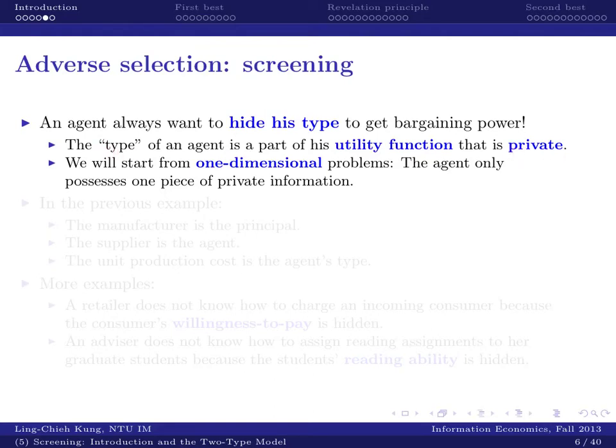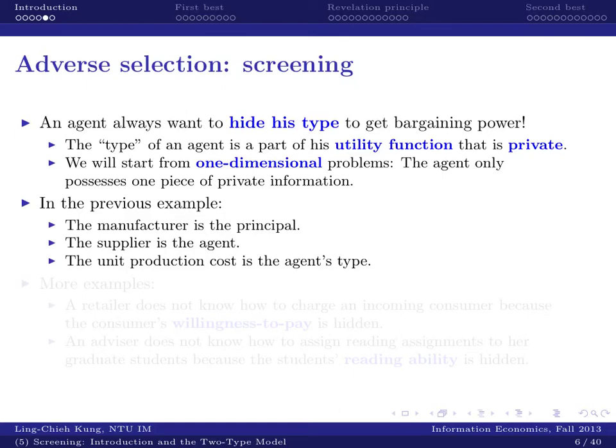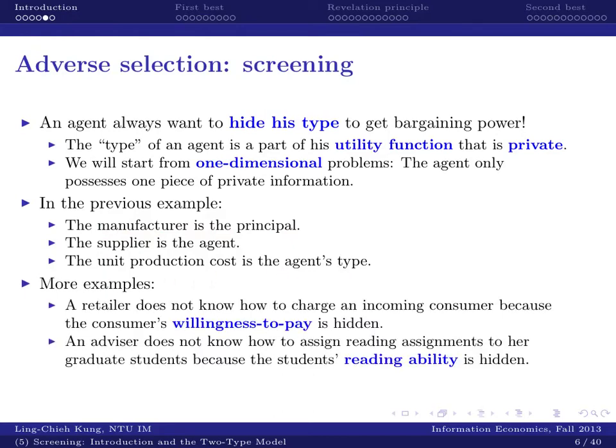In at least these 4 weeks, we will only talk about one-dimensional problems. That means the agent only has one piece of private information. Okay, we will ignore those possibilities for the agent to have more than one piece of private information. In the previous example, if we use our terms, the manufacturer is the principal, the supplier is the agent, and the cost is the agent's type.